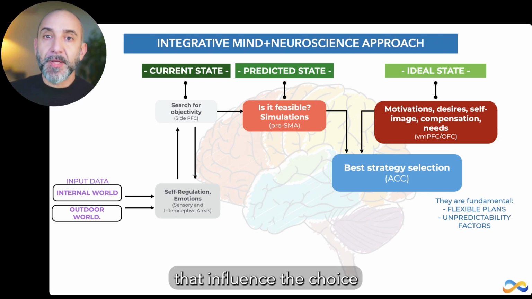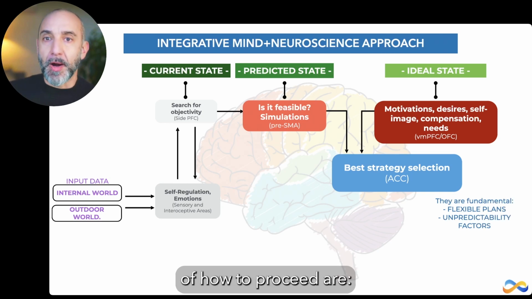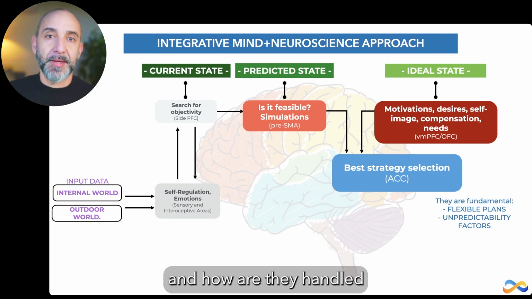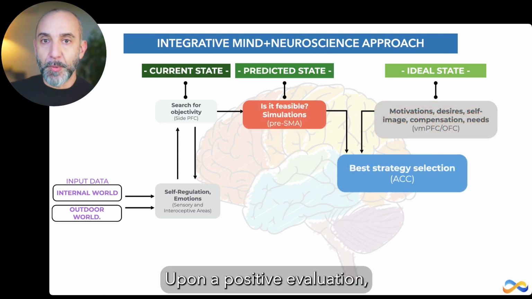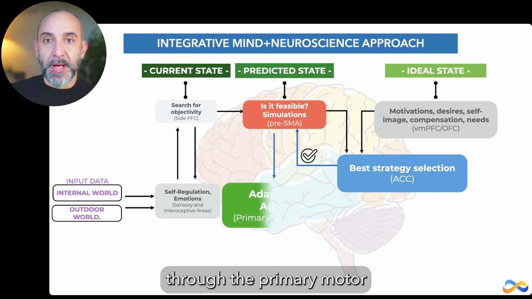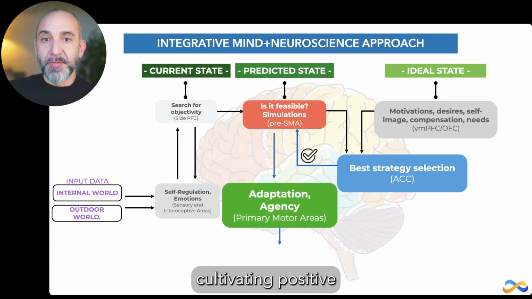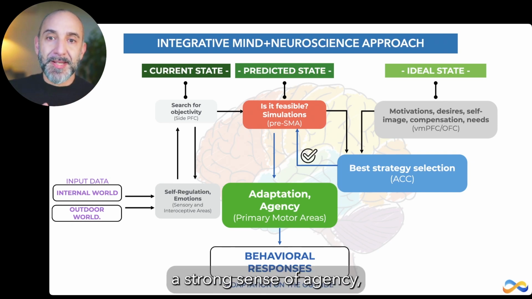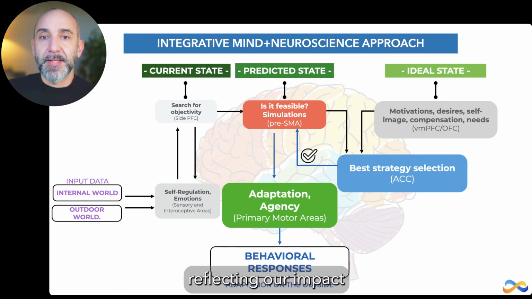Two central elements that influence the choice of how to proceed are: how flexible are our plans of action for the future, and what are the factors of unpredictability and how are they handled. Upon a positive evaluation, the optimal solution is selected, reprocessed for reliability, and then initiated through the primary motor areas, thereby cultivating positive external behavior that is beneficial to our adaptive and developmental processes. In addition, this approach reinforces a strong sense of agency, reflecting our impact on the world and control over actions.